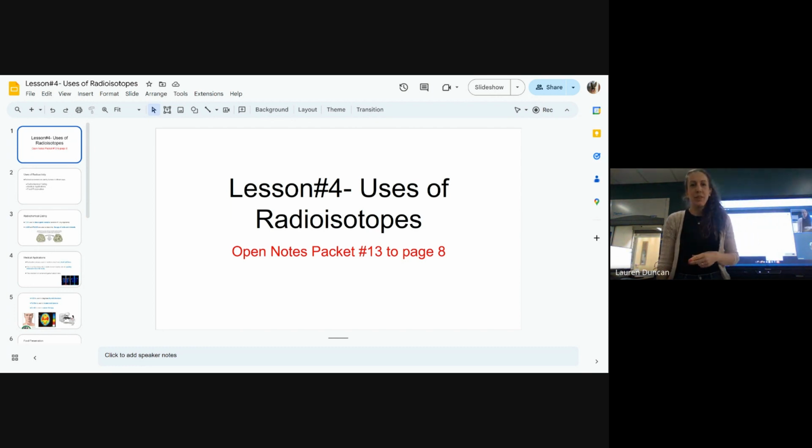All right, guys, here's what we need to do. If you haven't already, you should have your notepad at 13 out, nuclear chemistry, and you should have it open to page 8. Page 8 in note packet 13, nuclear chemistry.